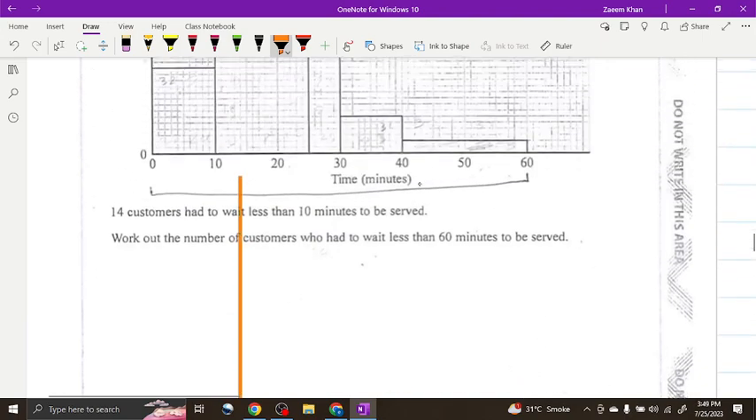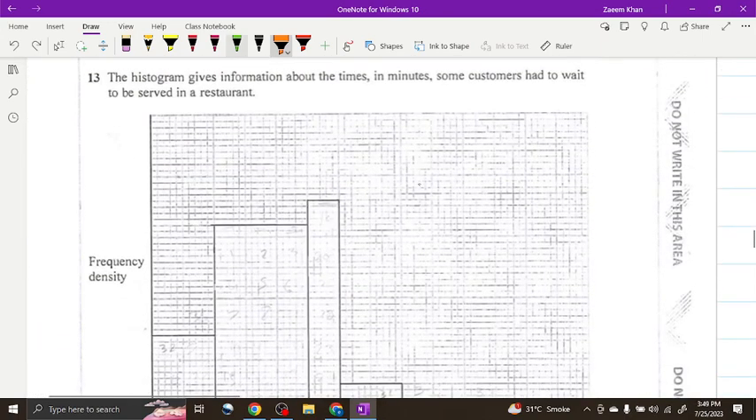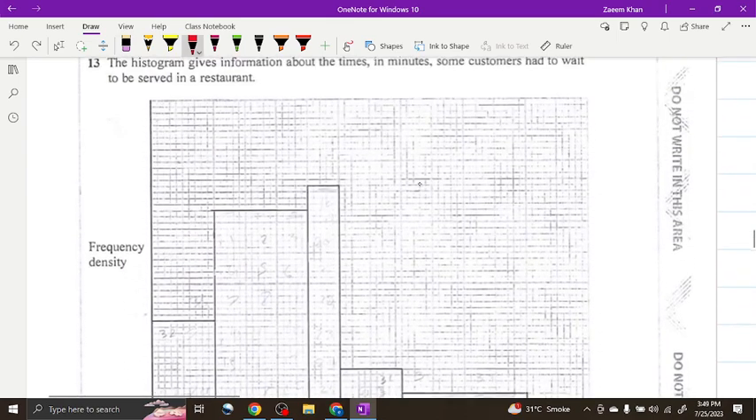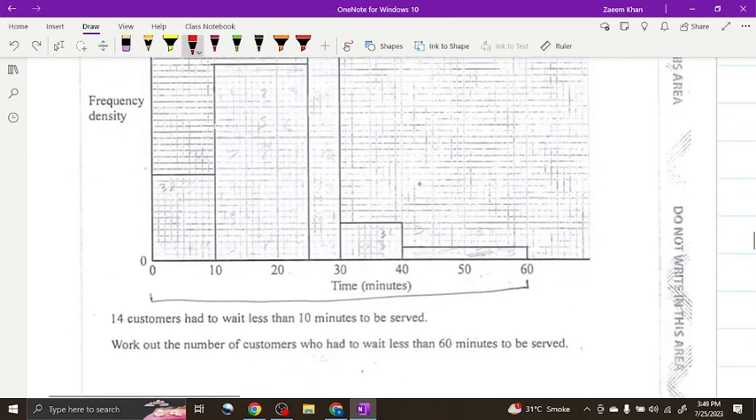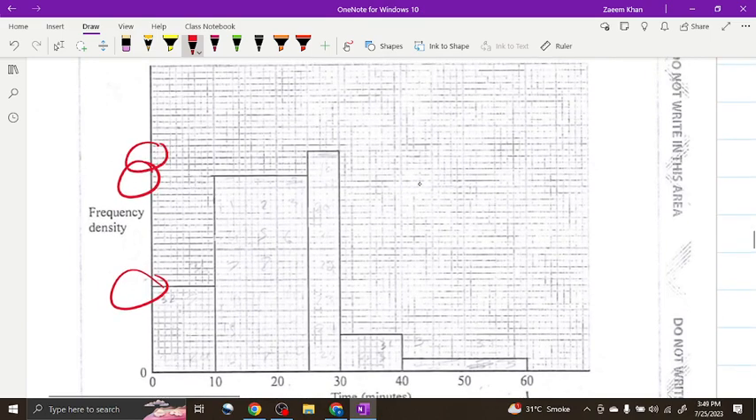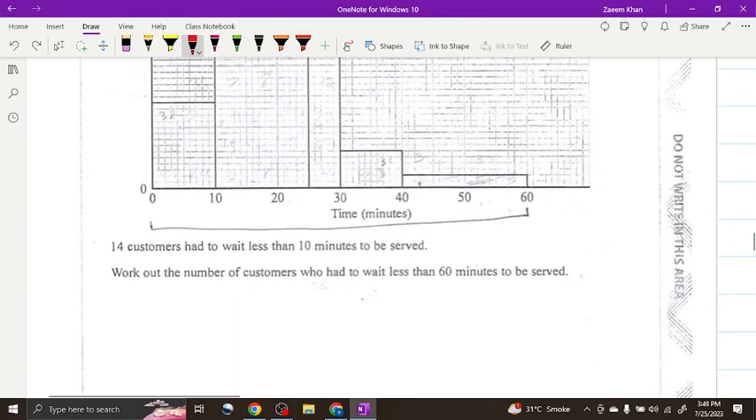Frequency density, okay. The histogram gives information about the times in minutes some customers had to wait to be served in a restaurant, okay. As Rida, I would not be able to help you out in this. The reason being that I can't see these values. Were they there in the question? Then we might be able to do it, okay.